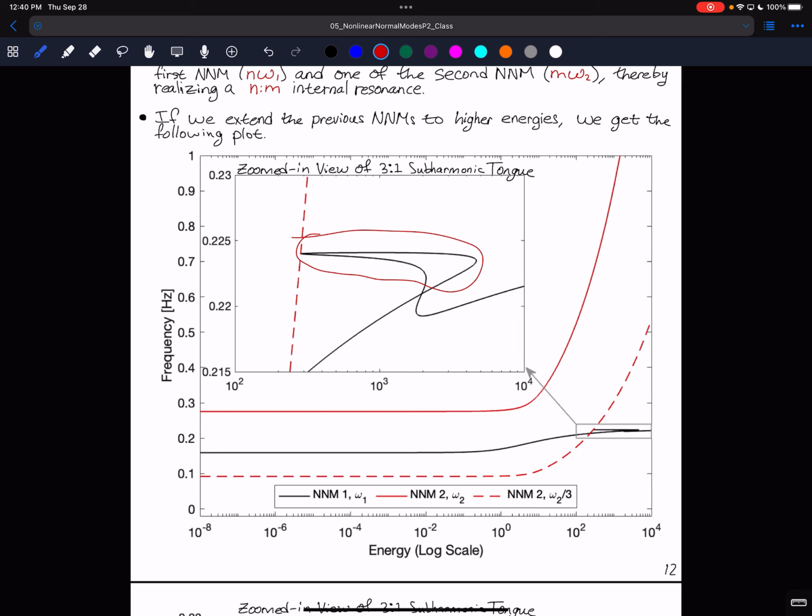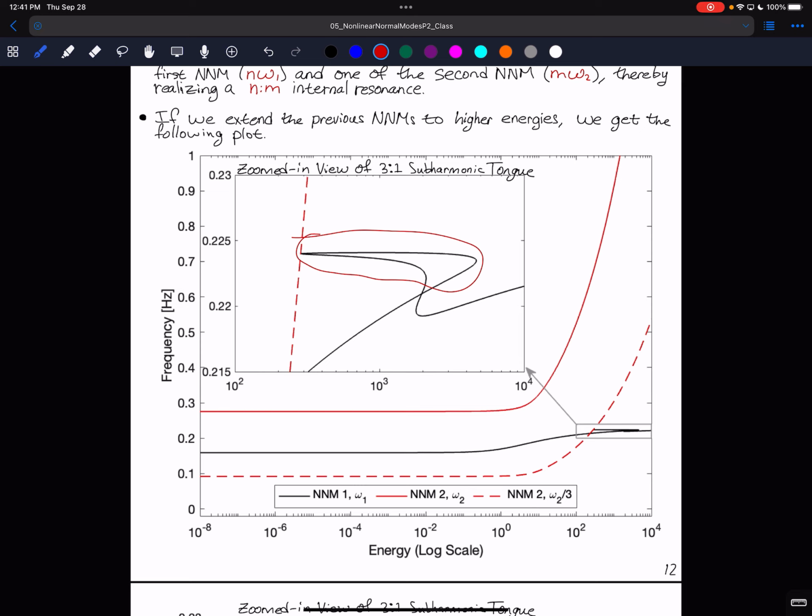So there's a couple things we should observe here. First of all, at the particular energies where these tongues arise, we end up with multiple solutions that could appear, which tells us that there is not a unique solution to the governing equations like there would be for a linear system. And it also brings into question the stability of the different solutions, which we will address in the next section.